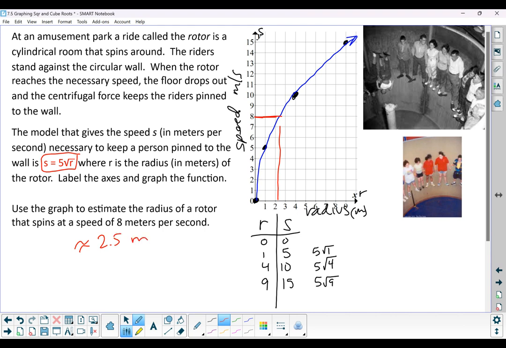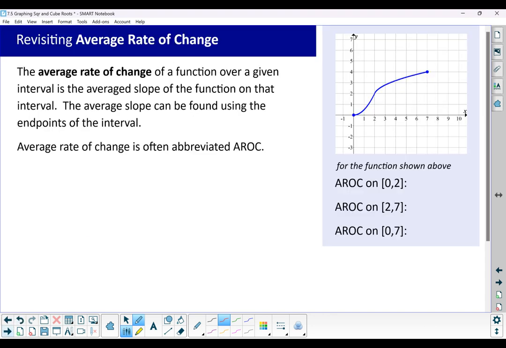Okay, 2.5 meters is about, I don't know, 10 or 12 feet. I might have said that wrong. Maybe it's not 10 feet.